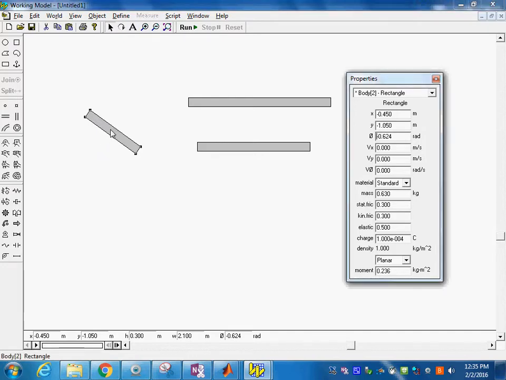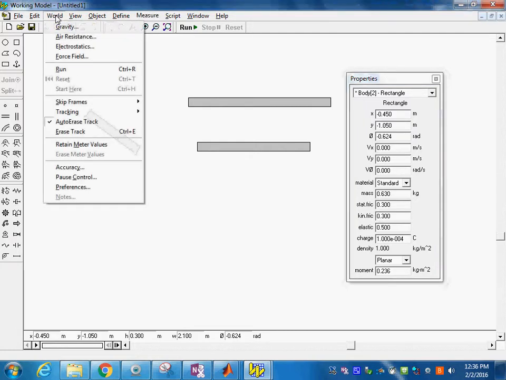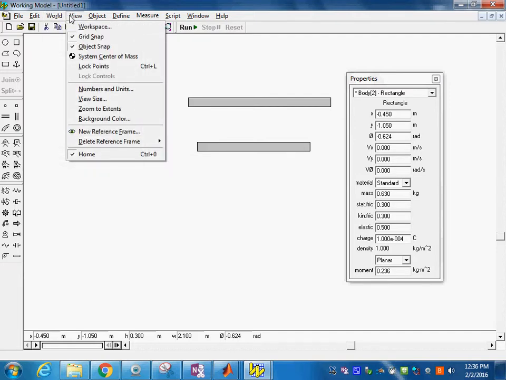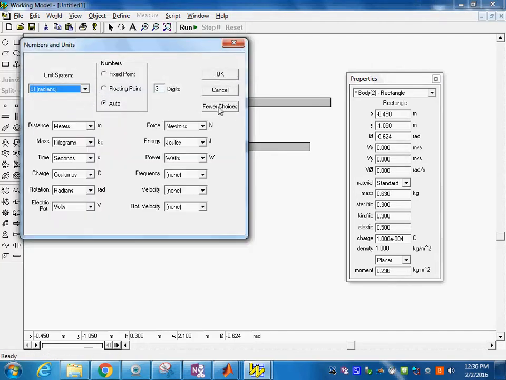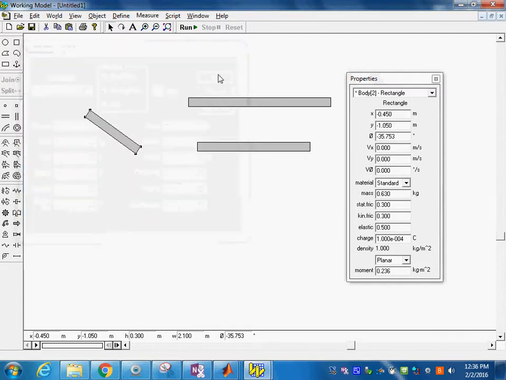Just to make sure we're on the same page, in here, if you go to the world, there are the units. We need to say number and units, and you expand this. We could work in degrees. The rotation is in radians, and you could work in degrees, just to make our life easier. Okay, here. So this one is minus 35 degrees is what I have just put in here.